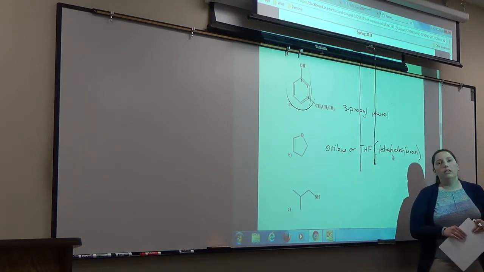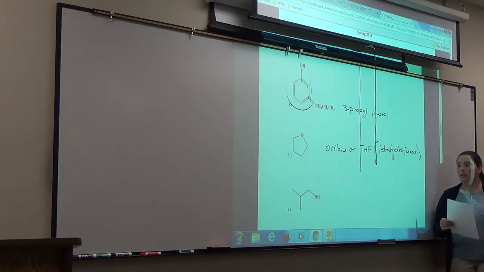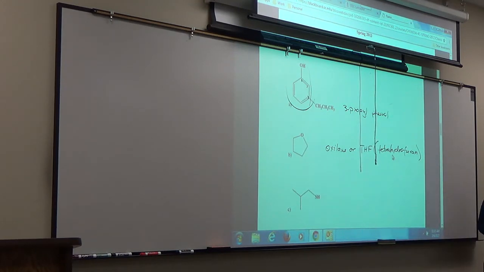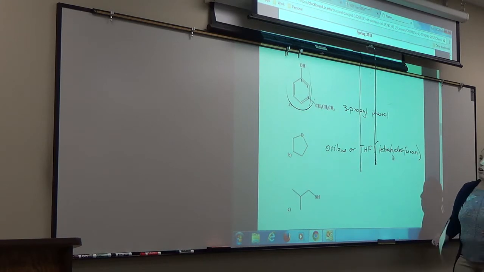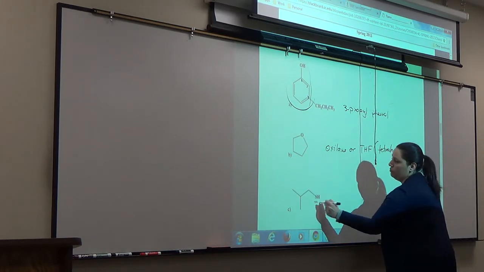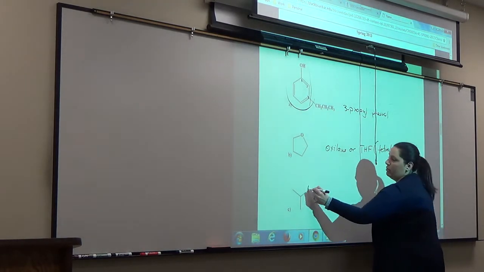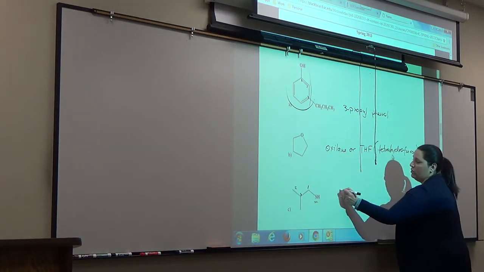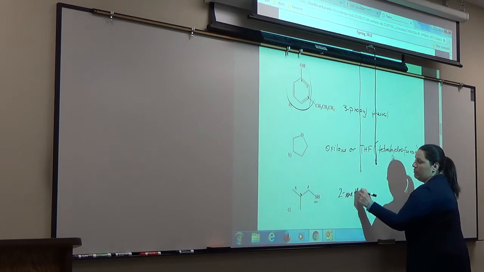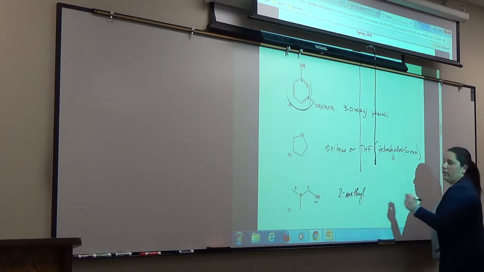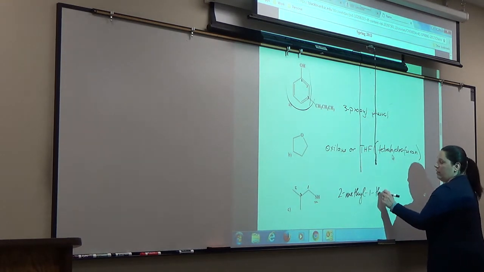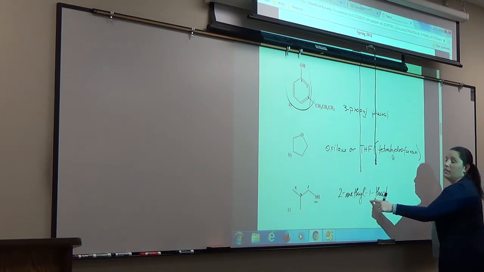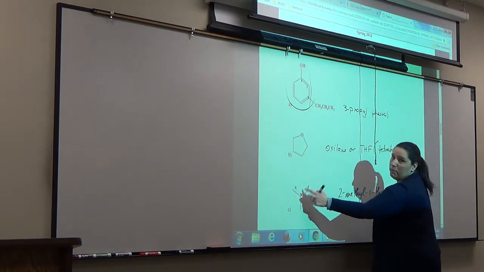And then what's C? 2-methyl-1-propyl. So it's a thiol, right? So again, the functional group here, right? So this is carbon number 1, 2, 3, because the functional group gets priority. So 2, there's a methyl, right? And then it's 1-thiol. And you do have to say 1 because the thiol could have been on carbon 2.